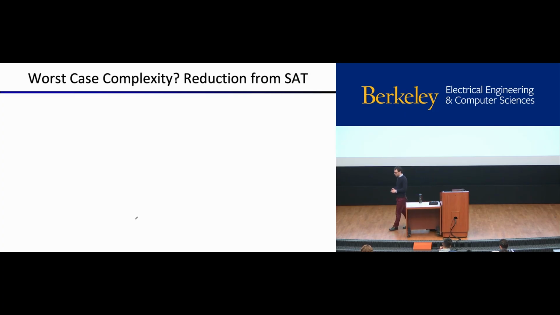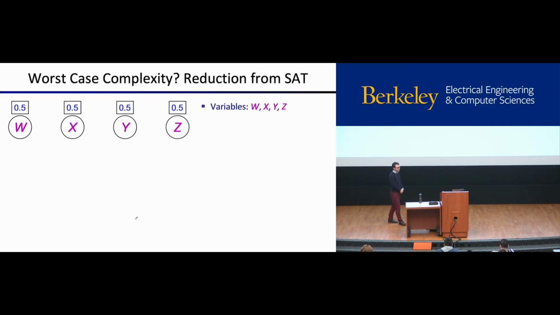And if I can do that in polynomial time, then I can prove to you that variable elimination must be hard. Otherwise, I'd be able to solve SAT quickly. So SAT has some variables. We're going to encode those into our BaseNet as nodes W, X, Y, and Z. We can ignore the probabilities on those nodes for now, but there's a reason why they should be a half.